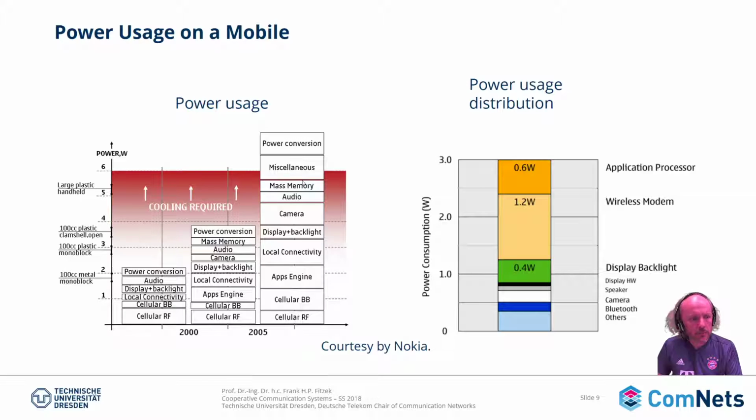And here you see the different functions that will eat up a certain amount of the energy. This is not quite concrete and quantitative. So on the right side, you see this for one of the first 3G phones, the power use distribution, when they were using around 3 watts. So 0.6 watt was for the application processor, 1.2 watt for the wireless modem, and 0.4 watt for the display backlight. So there are other things like speaker, camera, Bluetooth, and others. And the question is, this was a plot by Nokia, and we wanted to look into this more in detail.